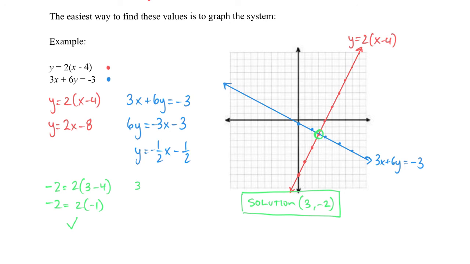And then over here, same thing. I'm going to plug in 3 for x. I'm going to plug in negative 2 for y. And I get 9 minus 12 equals negative 3, and that's also a check. So a system of equations, we're trying to find the value of the variables that makes both equations true at the same time. And we do that by putting both graphs on the same set of axes and seeing where they cross.